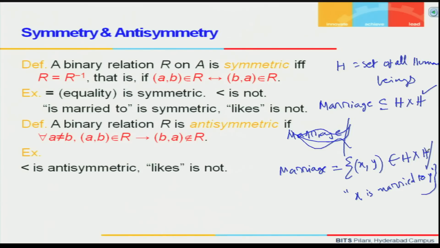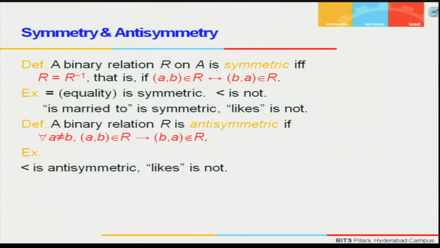Now is it symmetric or not? Yes, it is very much symmetric because if Rama is married to Sita, then you can always say that Sita is also married to Rama. If X is married to Y, then it obviously implies Y is married to X. So this particular relation is very much a symmetric relation. Whenever you say that X is married to Y, you always say that Y comma X is also there in the relation because Y is married to X as well. Hence this is a symmetric relation.